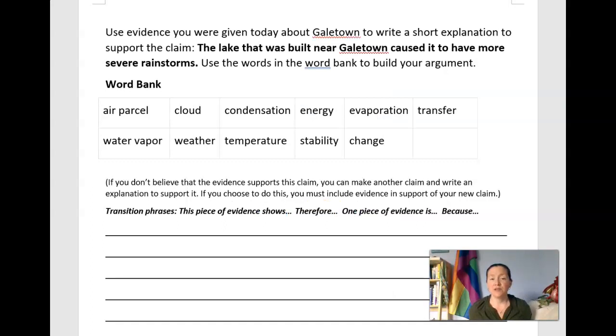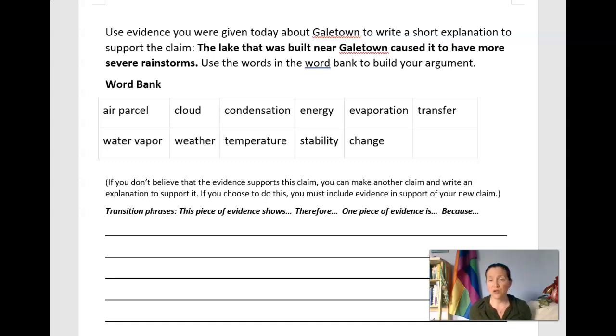All right, here's your writing assignment. You're going to use evidence that you were given to write a short explanation supporting the claim that the lake that was built near Galetown caused it to have more severe rainstorms. Tools at your disposal: there's a word bank, and there's some transition phrases listed.